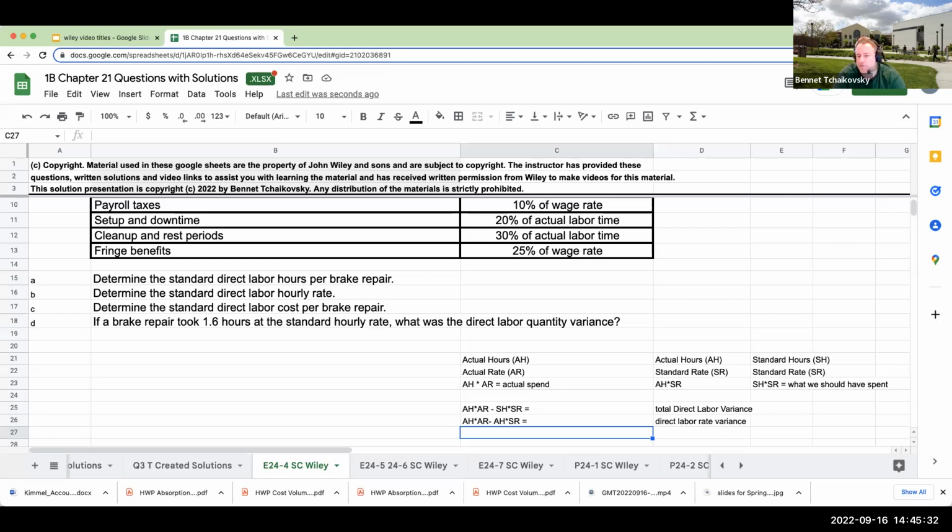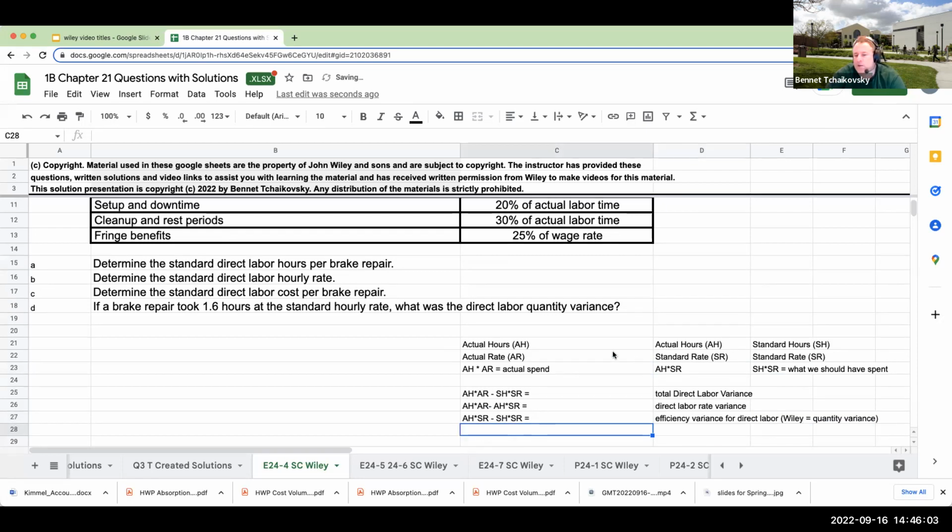Then over here, you're comparing this to here. If I take actual hours times the standard rate minus my standard hours times the standard rate, this is going to give me my efficiency variance for direct labor. What Wiley is calling a quantity variance is fine. It's really talking about the quantity of hours. Okay, so this is ultimately what we're going to try to do.